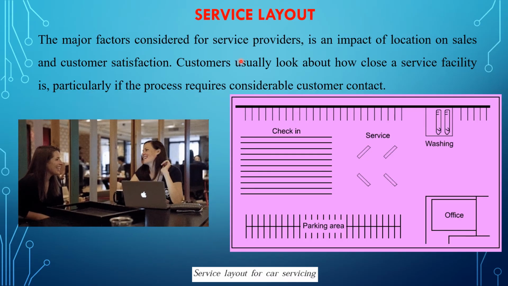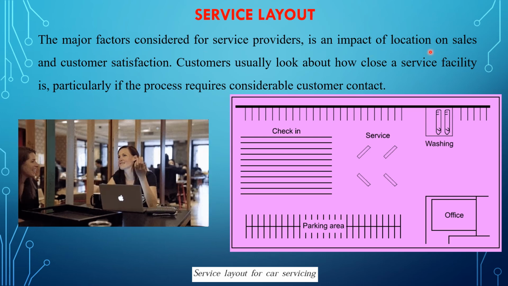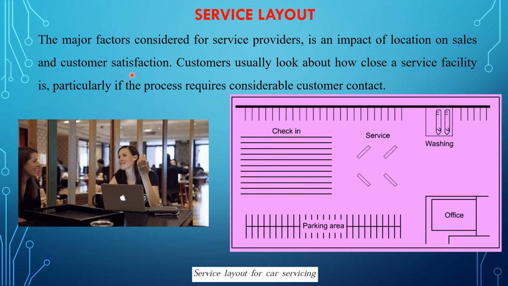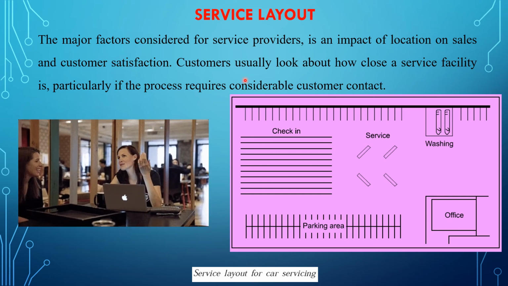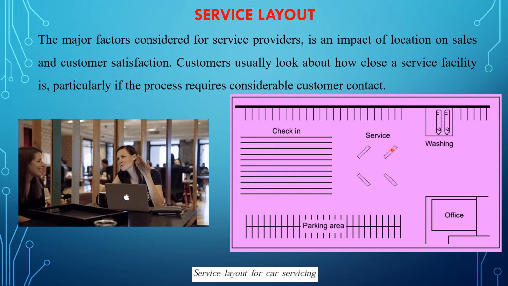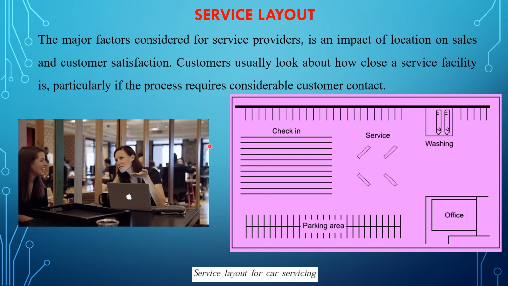Last one is the service layout. For example, whenever we go to a hospital or car servicing center, the major factor considered by service providers is the impact of location on sales and customer satisfaction. Basically, service layout is organized primarily for providing customer facility and customer satisfaction. For example, a car goes and reports to the office, then goes to the parking area, then goes for testing and various services are done. After all this, washing, drying and it goes out.